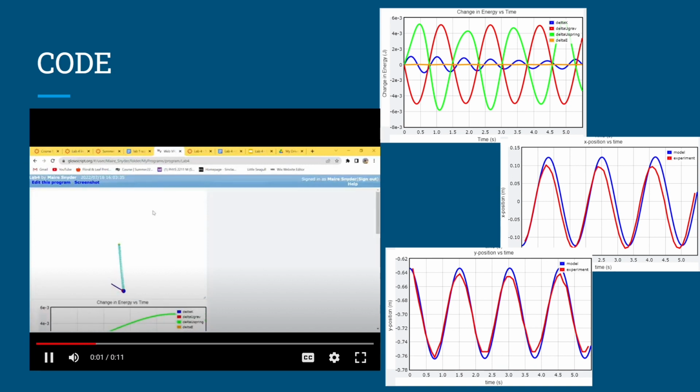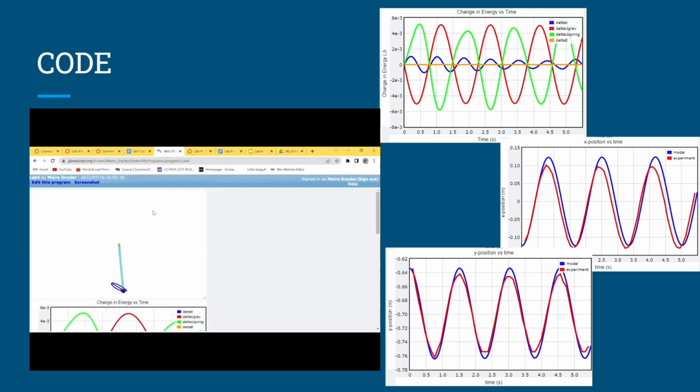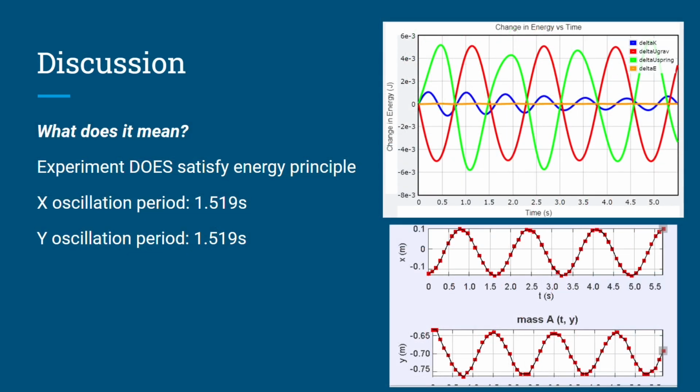In the end, the code yielded these graphs and simulation. Looking at the energy plot created by the code, you can see that the model does in fact satisfy the energy principle, as the total energies add up to 0, which equals the work done by the surroundings in the model. The total energy has a straight trend line along the 0 value, and each energy cancels out the other energies in the opposite direction.